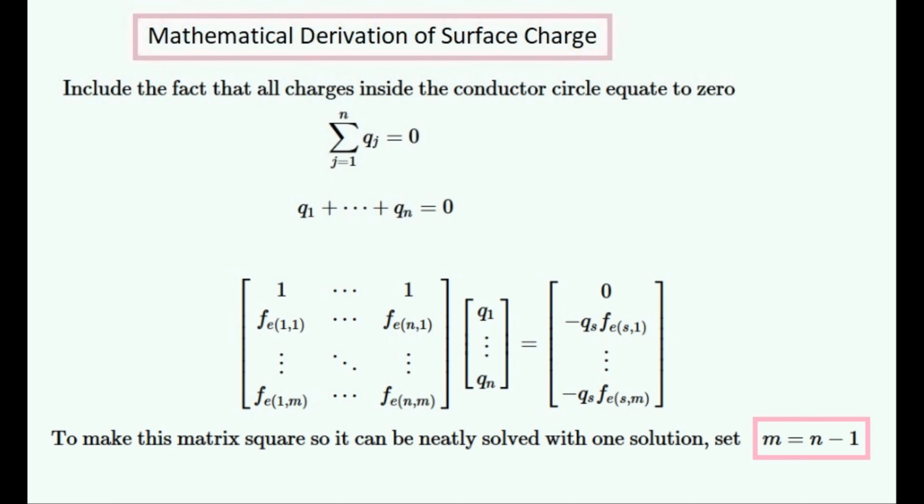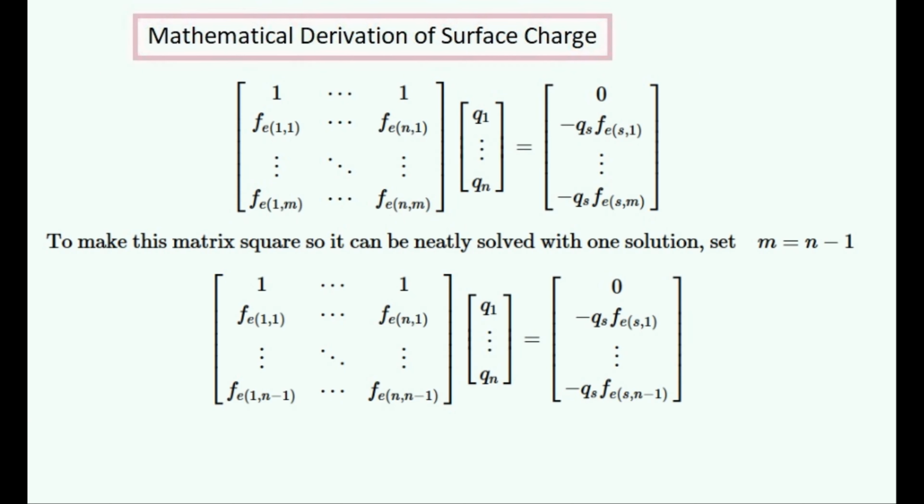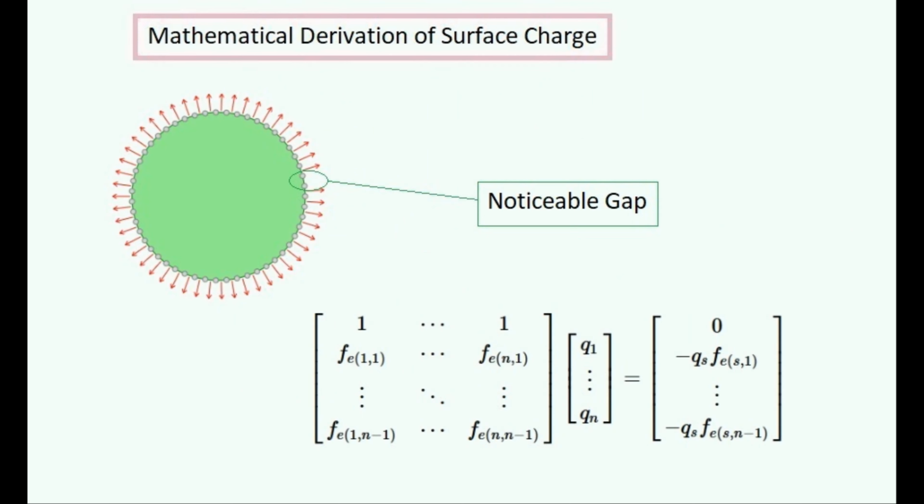We'll need to make this matrix square so that it may be solved uniquely with only one set of values for Q. We do this by setting m equal to n minus 1. And so this is what the final matrix will look like. So we'll find n values of Q for n minus 1 locations of electric field. This will give us a noticeable gap if we want to locate these fields between the electric charges.